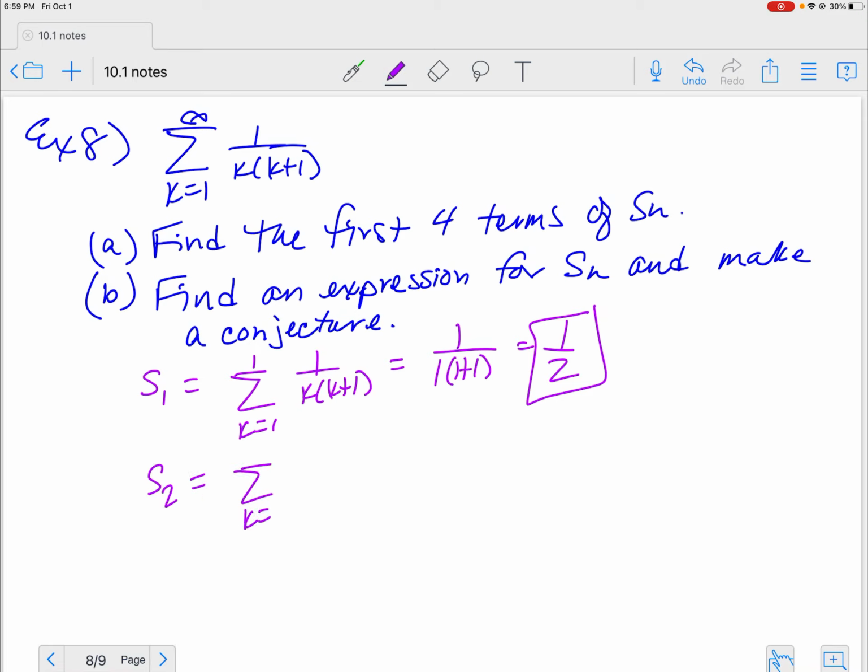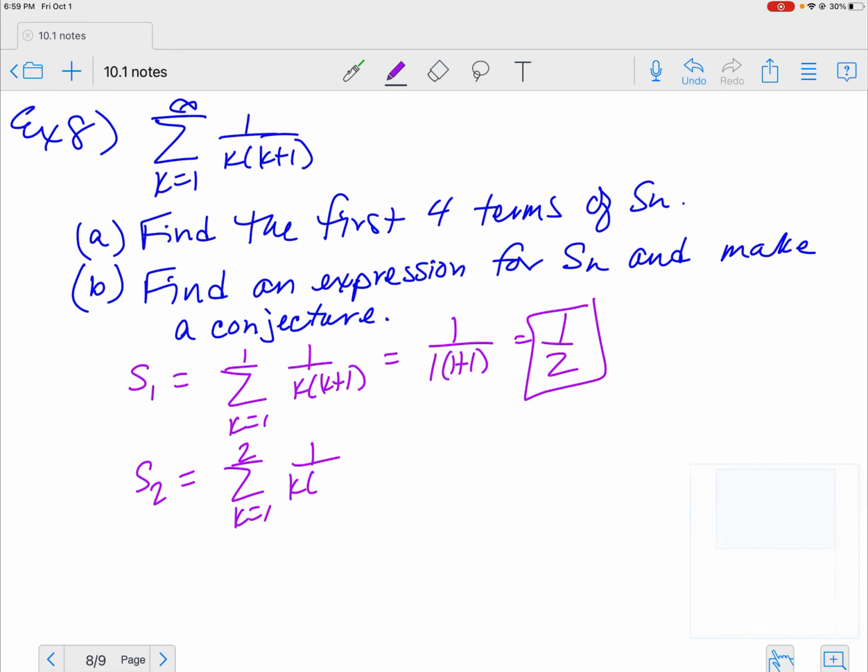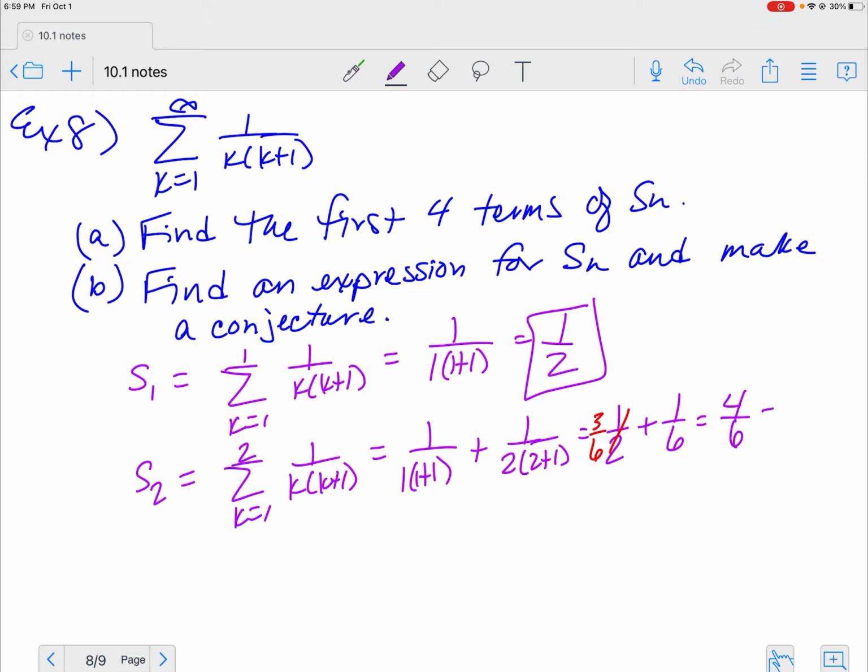My second partial sum tells me I'm going to go from 1 to 2. So this is this of my series here. So I'm going to do 1 and 2. I'm summing up 1 over 1 times 1 plus 1 plus 1 over, plugging a 2 in, 2 times 2 plus 1. Do you see what's happening? So 1/2 plus a 1/6. When you look at that, you get your common denominator. So that's going to give me 3/6 plus 1/6 is 4/6, which is the same thing as 2/3.